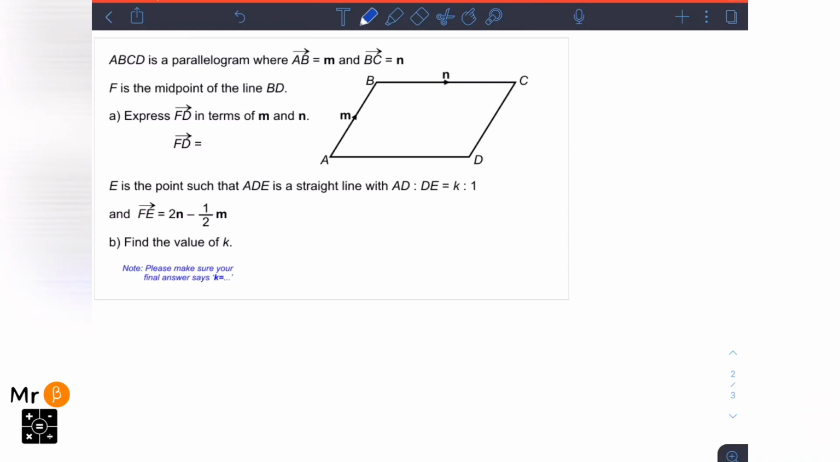So question 5. This is probably one of the hardest questions you would ever face on a GCSE exam, and is therefore typically one of the top grade questions. So, having a look at part A, it wants us to express FD in terms of M and N. You'll notice that F isn't on the diagram at the moment, but it does tell you that F is the midpoint of your line BD. So again, I'm just going to mark on that point F, which is the midpoint of BD.